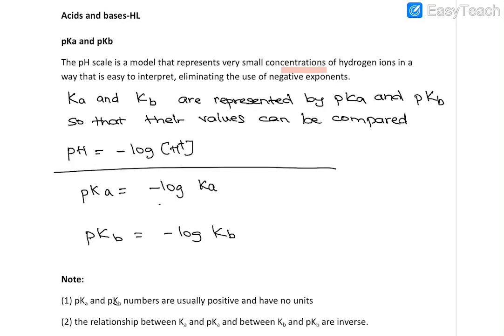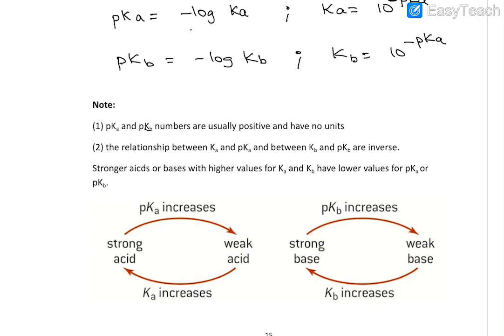Now you can also find Ka from pKa values. So Ka would be 10 to the power of minus pKa and Kb would be 10 to the power of minus pKb. Now pKa and pKb values are positive values, they have no units, and the relationship between Ka and pKa, Kb and pKb are inverse, just like H plus and pH, OH minus concentration and pOH. So similarly, you have the same relationship.